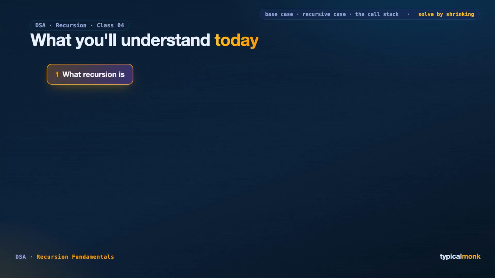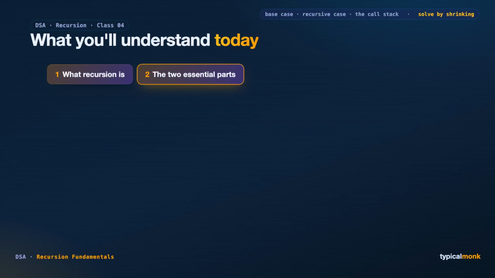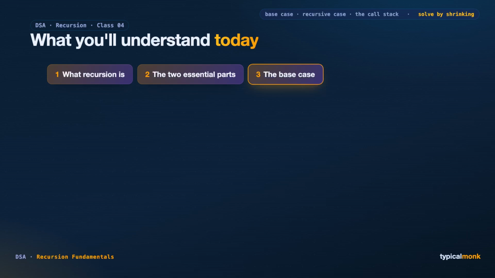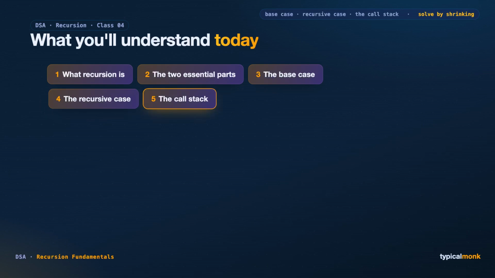First, what recursion actually is. Second, the two essential parts that every recursion must have. Third, the base case, the part that makes it stop. Fourth, the recursive case, the part that shrinks the problem. Fifth, the call stack, which is what is really happening behind the scenes. And sixth, how recursion compares to plain iteration, an ordinary loop.